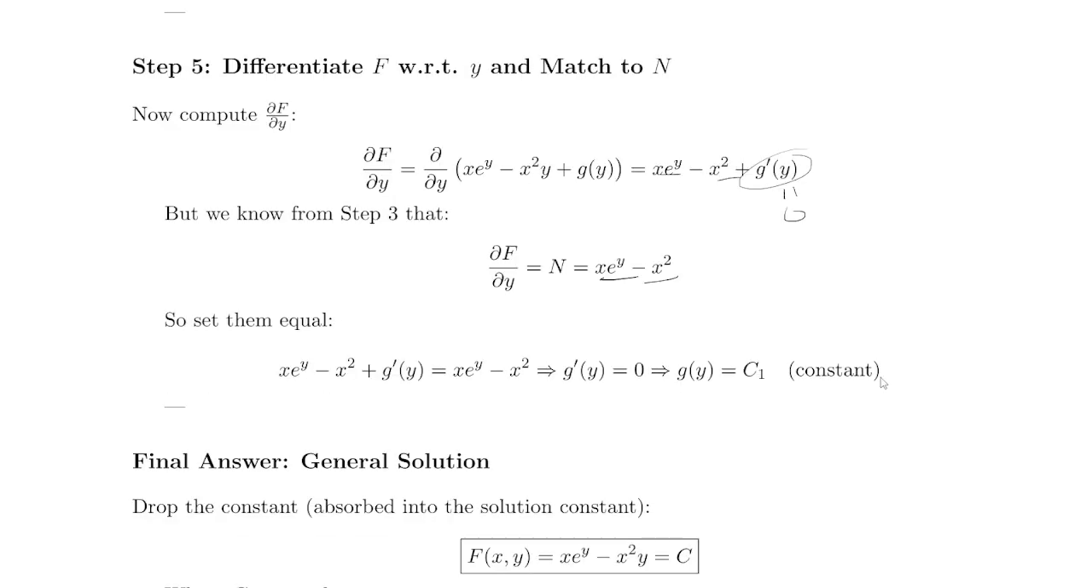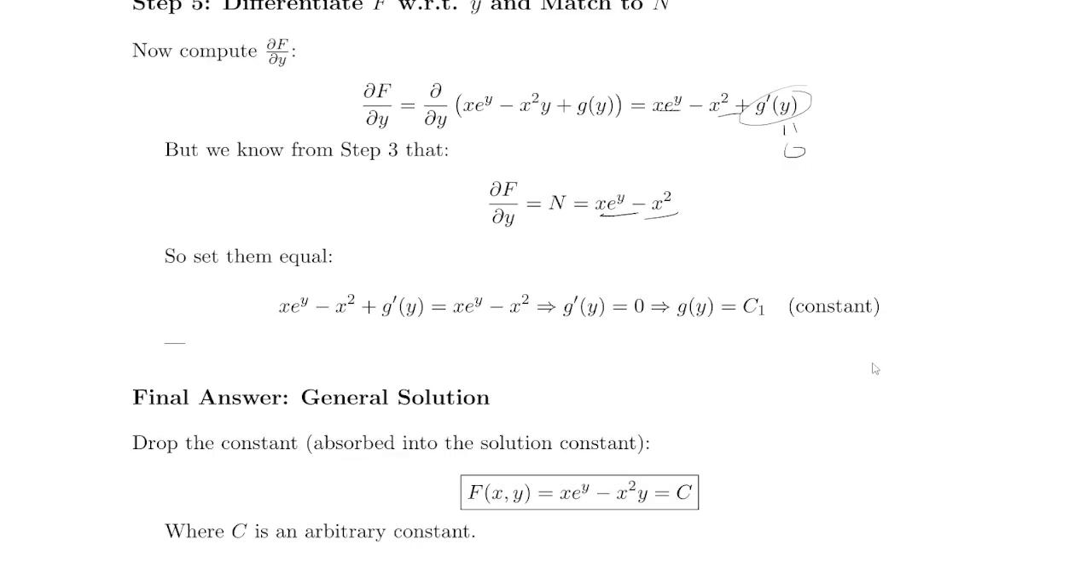So putting it all together, we get that F of x,y is equal to x e^y - x^2 y equals C.